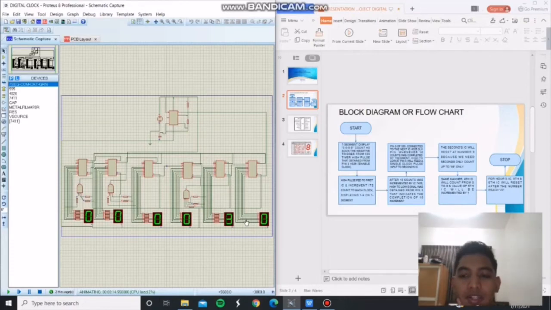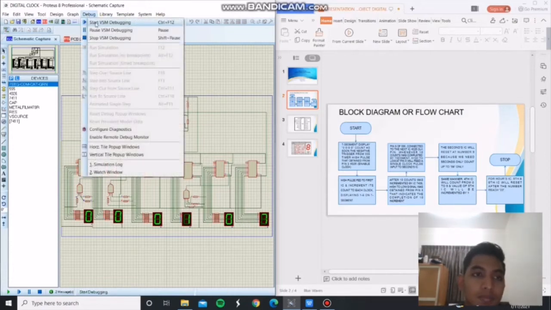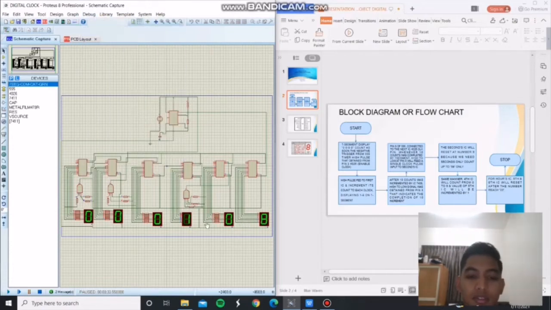Let's wait for the seconds IC to show 60 or 59. It will not become 60. 9, 1, 2, 3, 4, 5, 6, 7, 8, 9, and then look at that, it will not show 60. It will go to 1 minute, not 60 seconds, 1 minute.